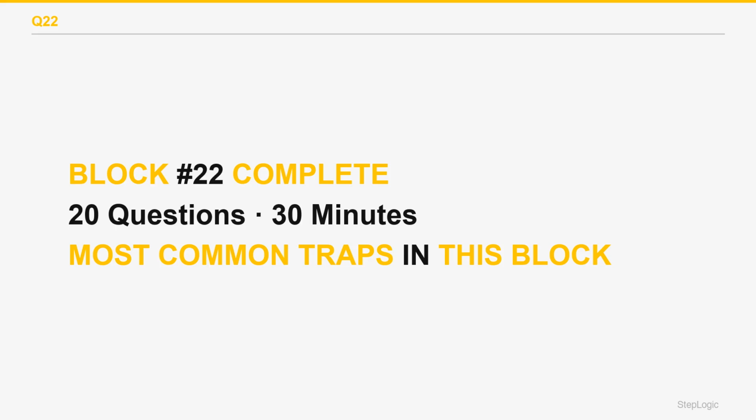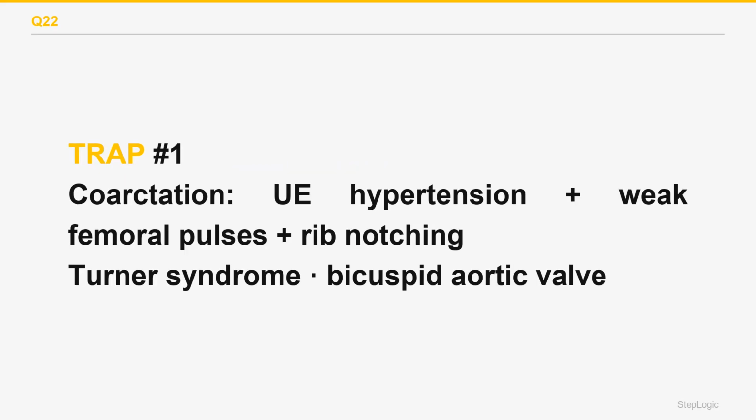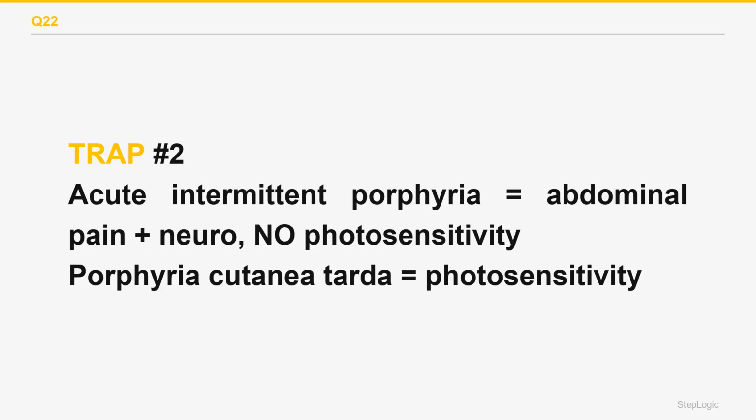Block 22 is done. Let's review the 5 biggest traps from this block. Trap 1. Coarctation of the aorta causes upper extremity hypertension with weak, delayed femoral pulses and rib notching from collaterals, associated with Turner syndrome and a bicuspid aortic valve. Trap 2. Acute intermittent porphyria causes neurovisceral attacks, abdominal pain, and neuropsychiatric symptoms, with elevated ALA and porphobilinogen, but no photosensitivity. Porphyria cutanea tarda is the one with photosensitivity.